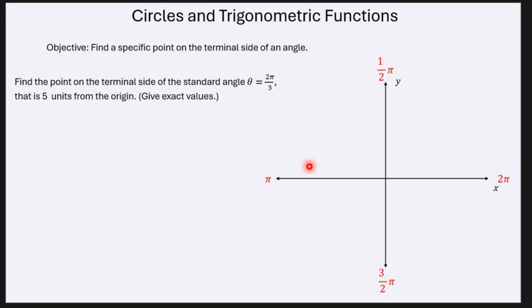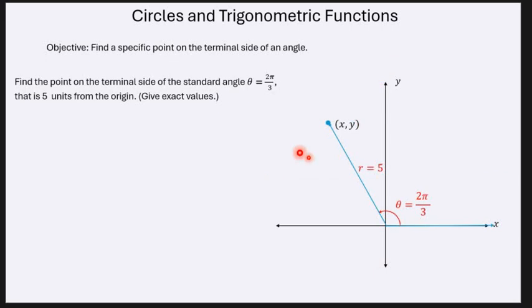So I'll draw an angle in the second quadrant and I'll label it 2/3 pi. And then I'm going to also label the radius or the distance from the origin to the point I'm looking for. That distance needs to be 5. So now I'm going to find the x and y values here by observing that I have a triangle. So let's zoom in a little bit and draw the triangle by dropping an altitude from here.